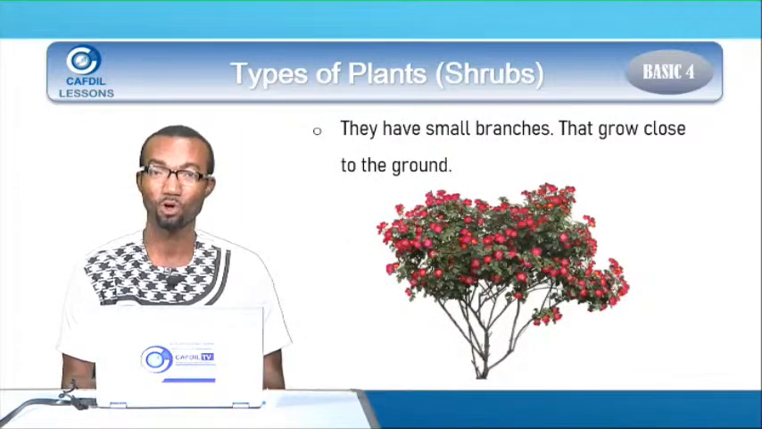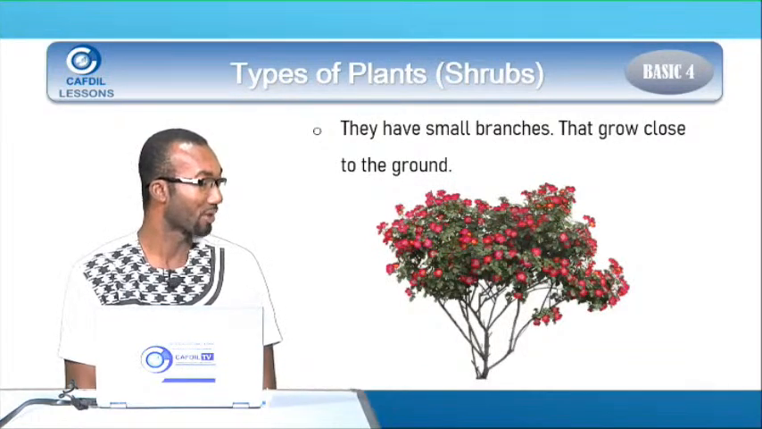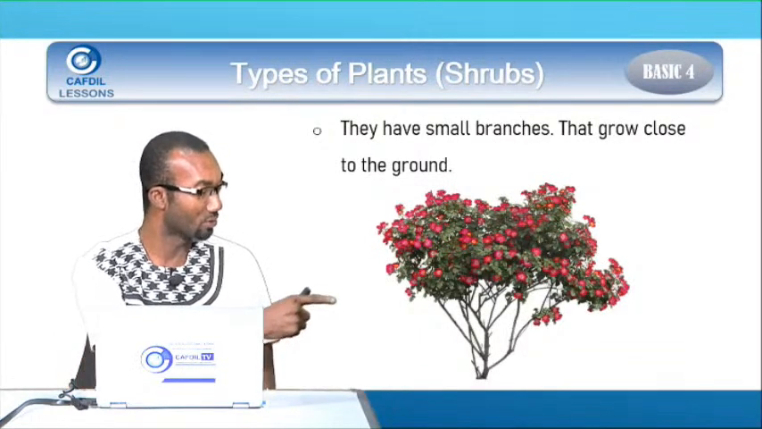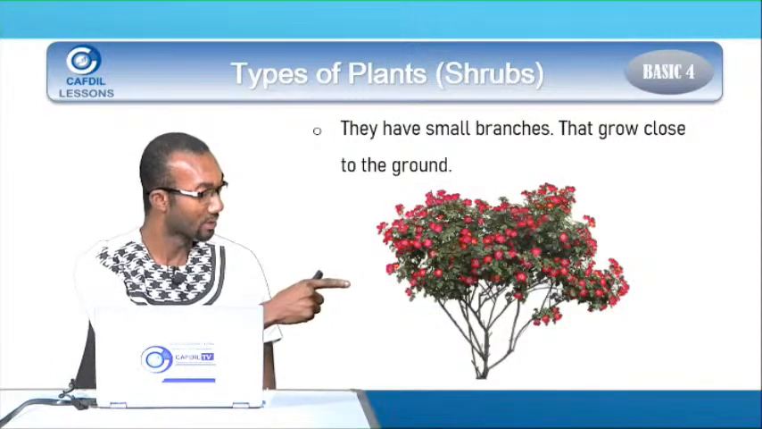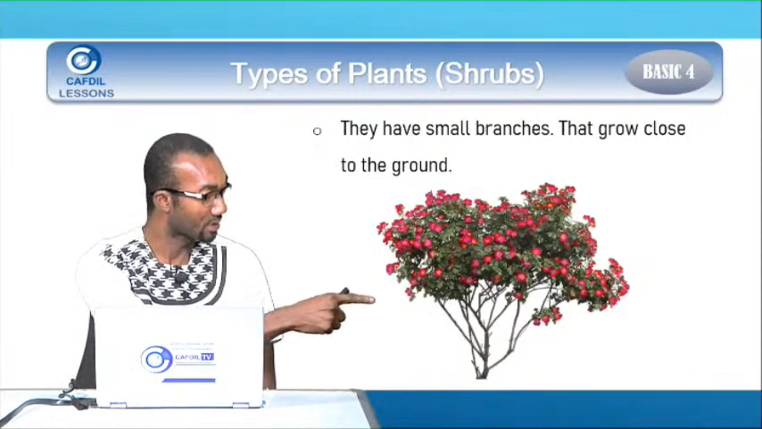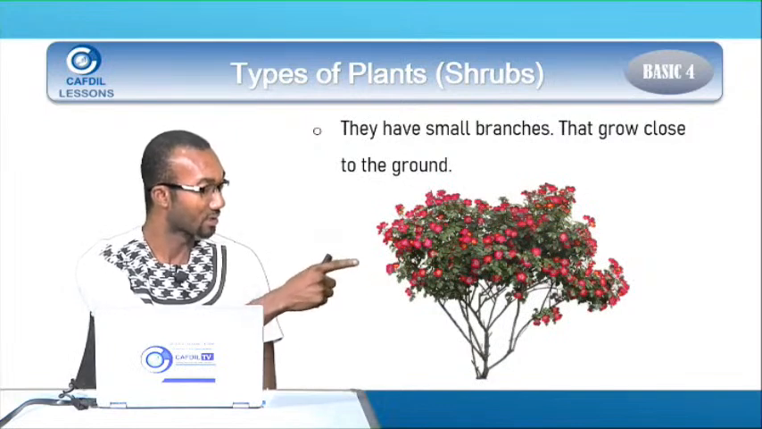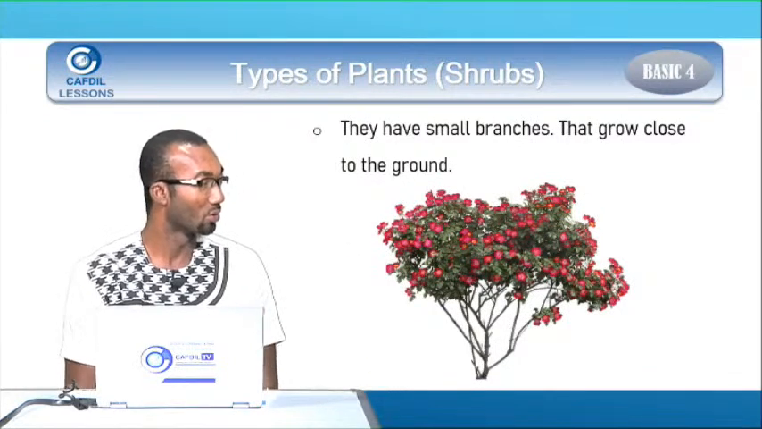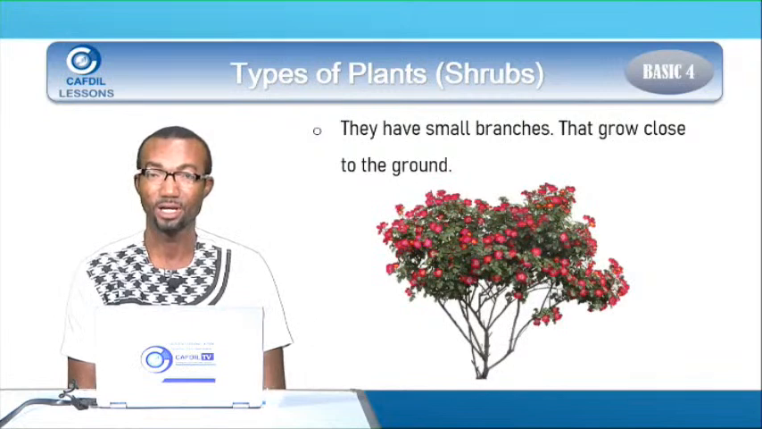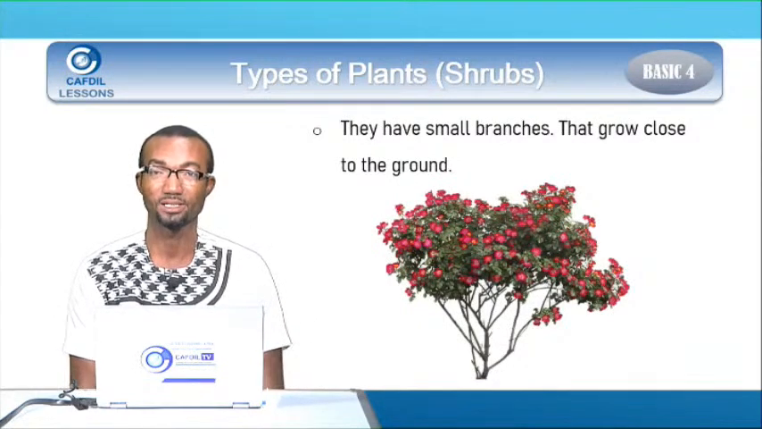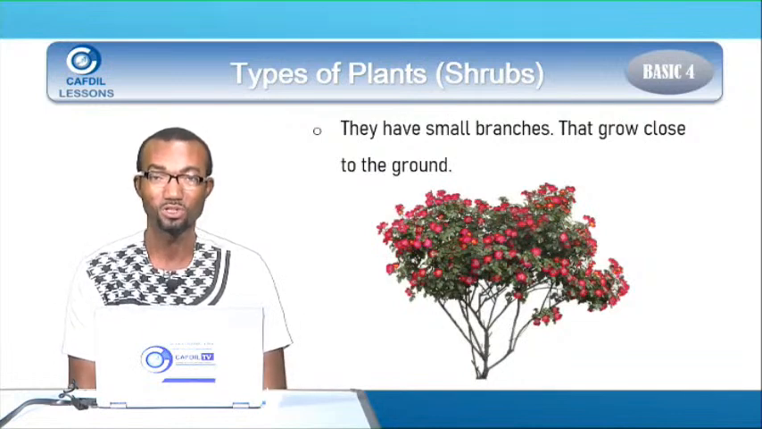Okay, they have small branches that grow close to the ground. So if you look at this shrub here, you can see small branches connecting to the leaves and the flowers that you see. So shrubs have small branches that grow close to the ground.